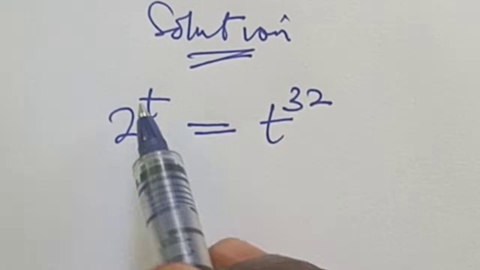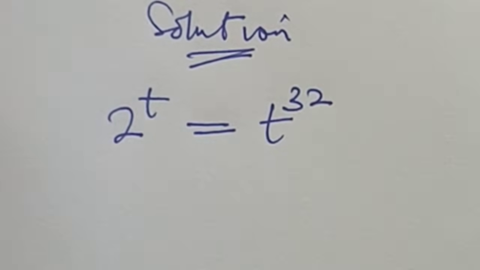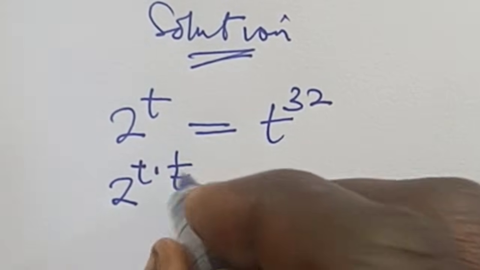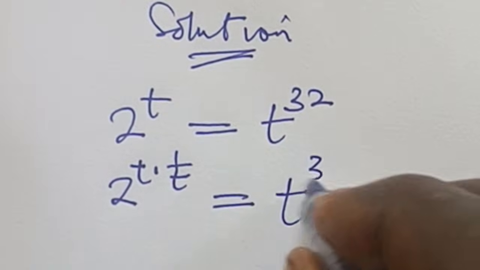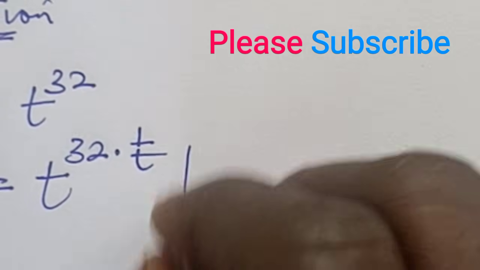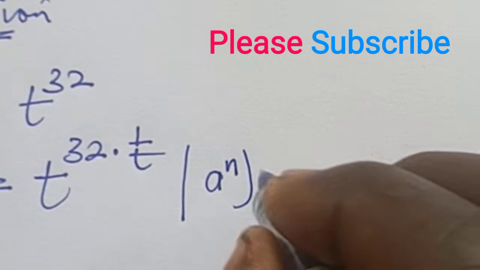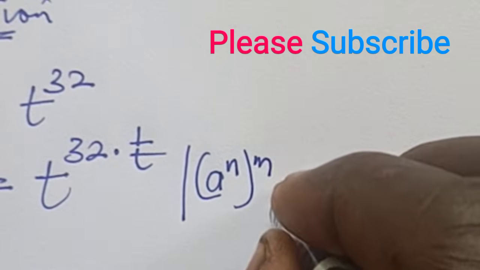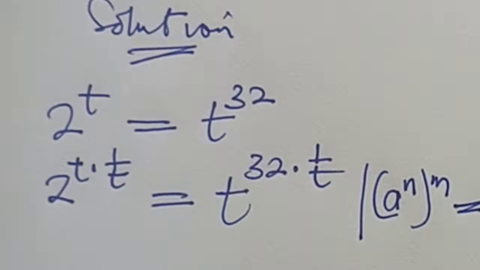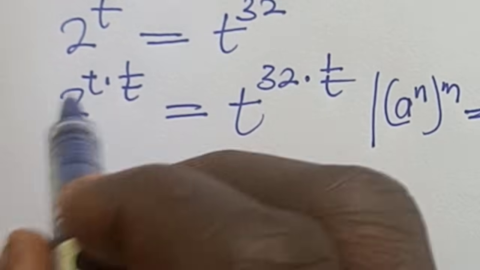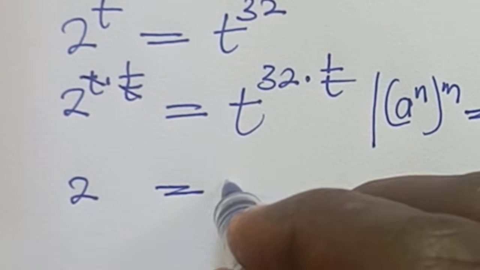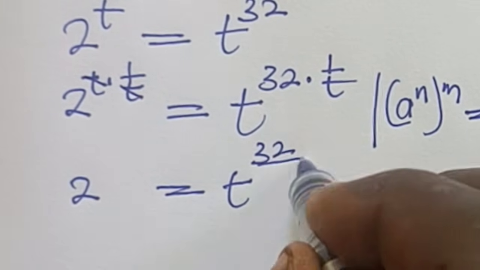The first thing we will do is to multiply the power by 1 over t. That is, 2 to the power of t times 1 all over t equals t to the power of 32 times 1 all over t. But (a to the power of m) to the power of n is represented as a to the power of m times n. Here, the t will cancel out. What will be left will be 2 equals, this will become t to the power of 32 all over t.